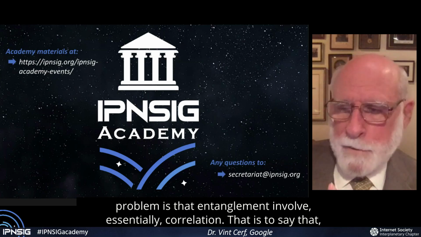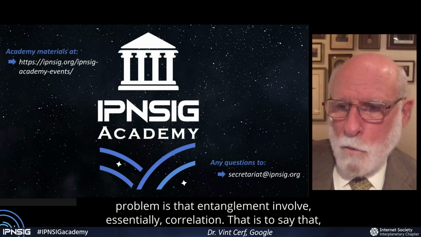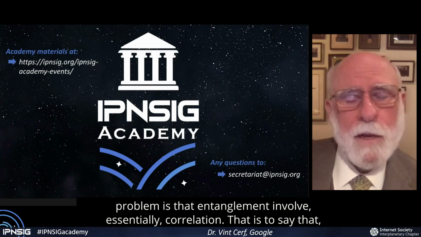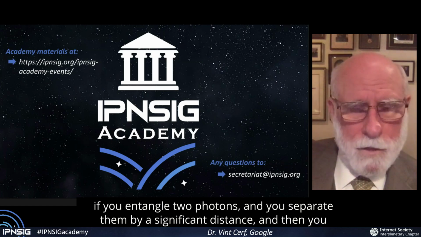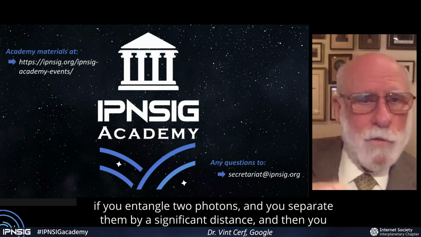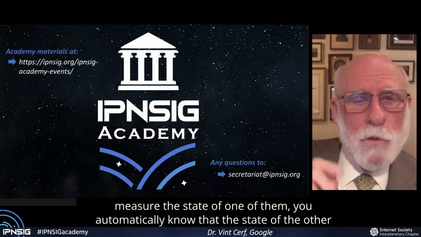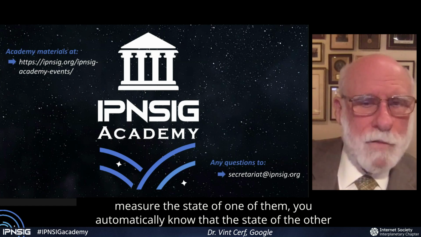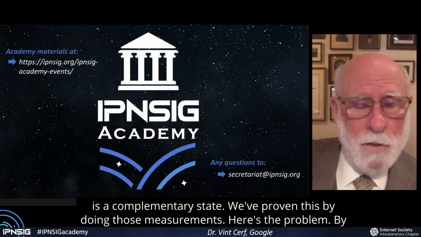entanglement involves essentially correlation. That is to say that if you entangle two photons and you separate them by a significant distance, and then you measure the state of one of them, you automatically know that the state of the other is a complementary state.